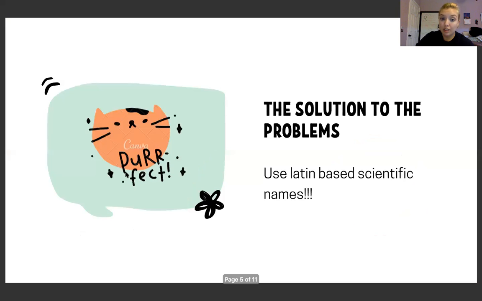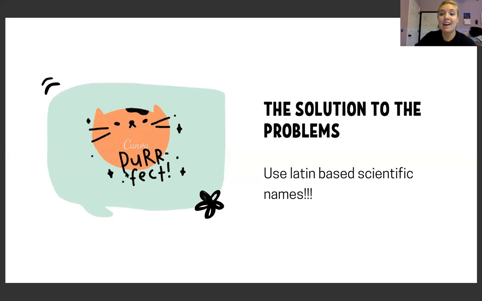So can we come up with a solution? Yes, they did. They started to use Latin descriptive names to help them come up with scientific names. The describing names in Latin were kind of ridiculous, like 3 sentences long to describe a tree. And so that was a little bit daunting.